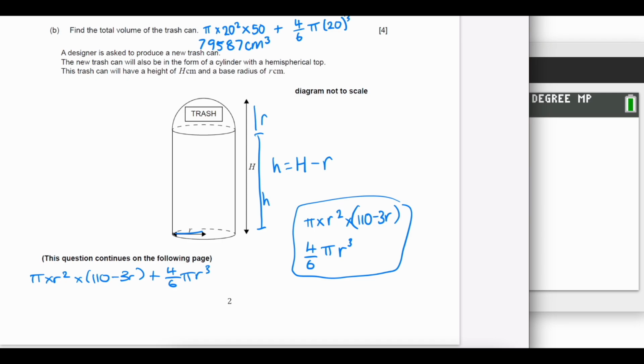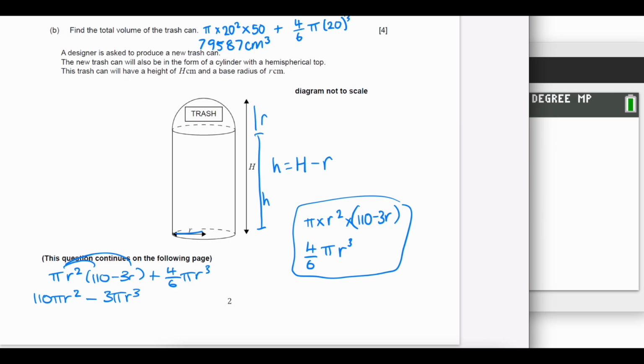Okay, now we know that we don't really need this times sign or this times sign here, so it's just pi r squared times by everything in the bracket. So thinking back to what I've done lower down the school, I can just multiply that through. So I have 110 pi r squared minus, and then I have 3 pi r cubed.